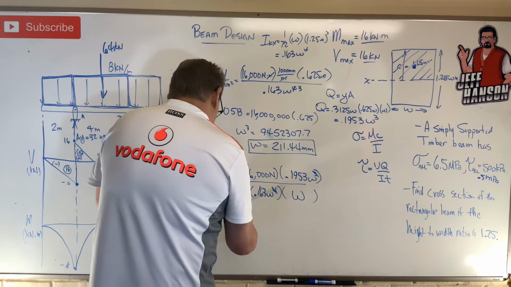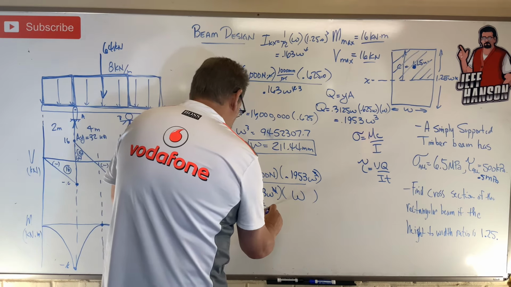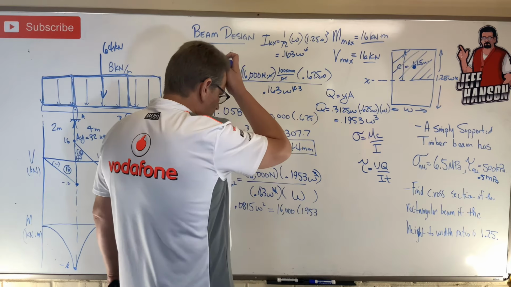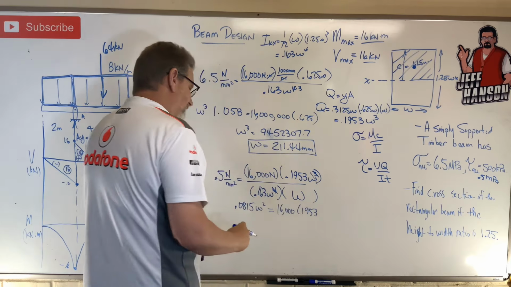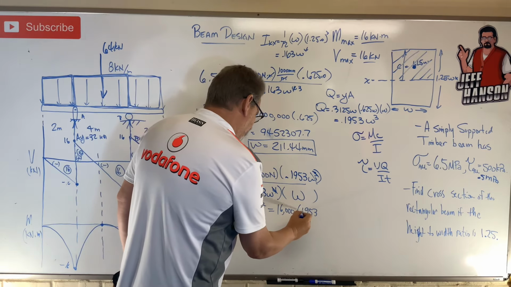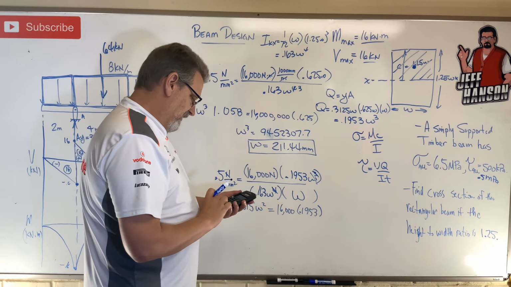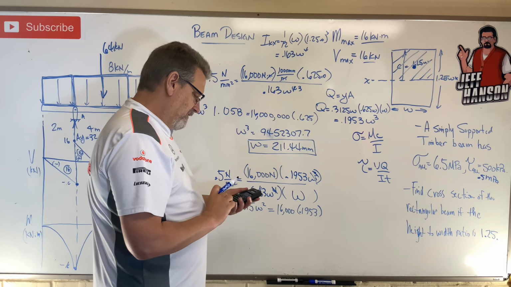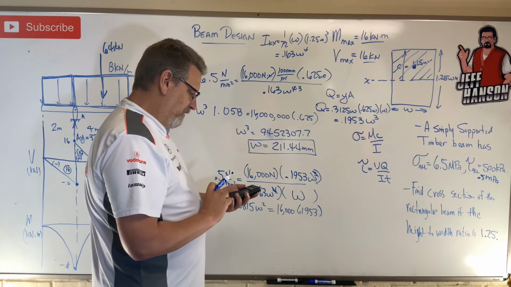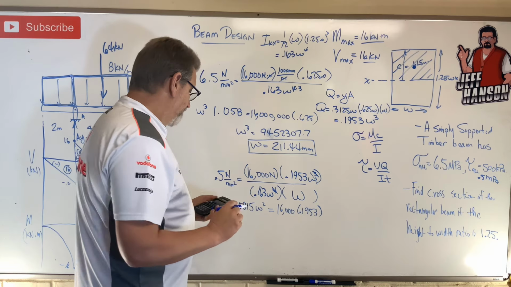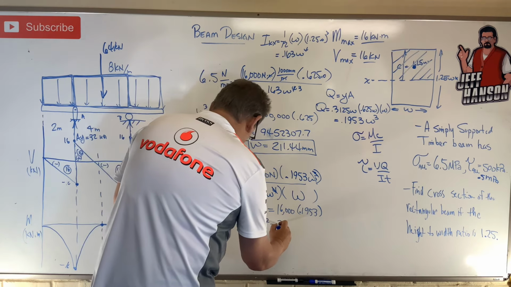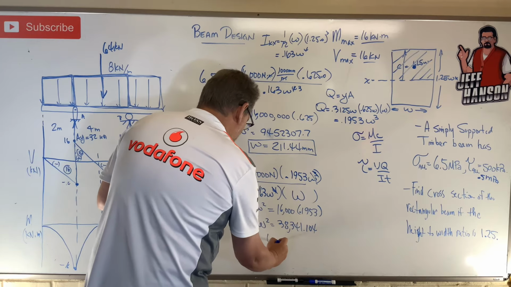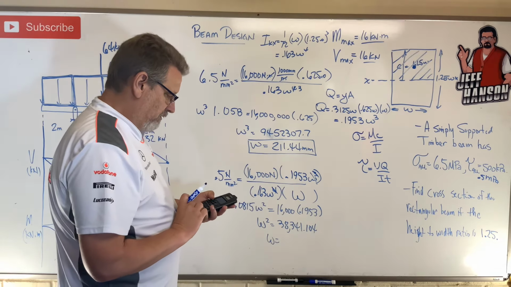So 0.5 times 0.163 equals 0.0815W squared is equal to 16,000 times 0.1953. Is that right? Yeah, all these W's went away, didn't they? Yep. So 16,000 times 0.1953 divided by 0.0815 equals W squared equals 38,341.104. So let's take the square root of that. And what do we get? 195.8.